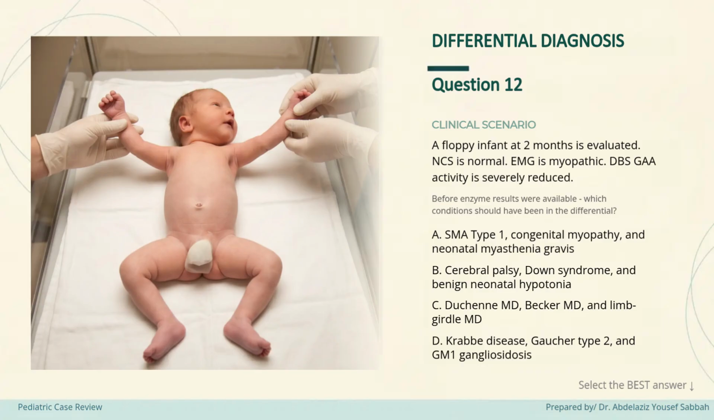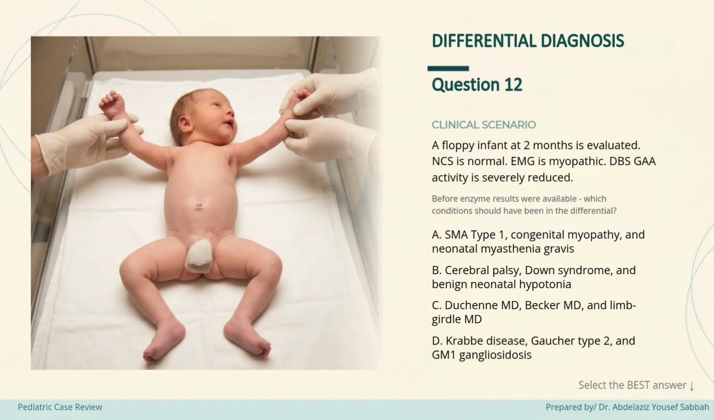Question 12. A floppy infant at 2 months is evaluated. Nerve conduction studies are normal. Electromyography is myopathic. The dried blood spot acid alpha-glucosidase activity is severely reduced. Before the enzyme results were available, which conditions should have been in the differential diagnosis?